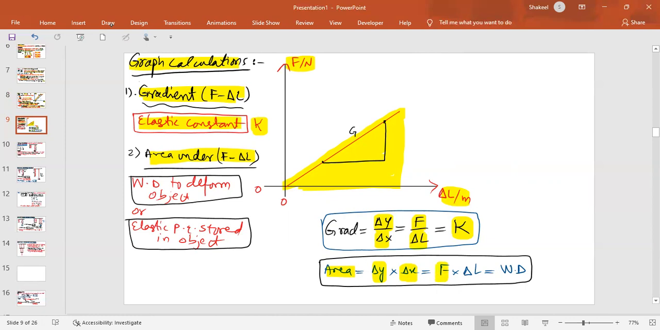So it's like the y-axis is F and the x-axis is delta L. So F into L, or F into D, is actually work done. So we say that the area under the F-L graph, the force-extension graph, gives you the work done to deform the object, or the elastic potential energy stored in the object.